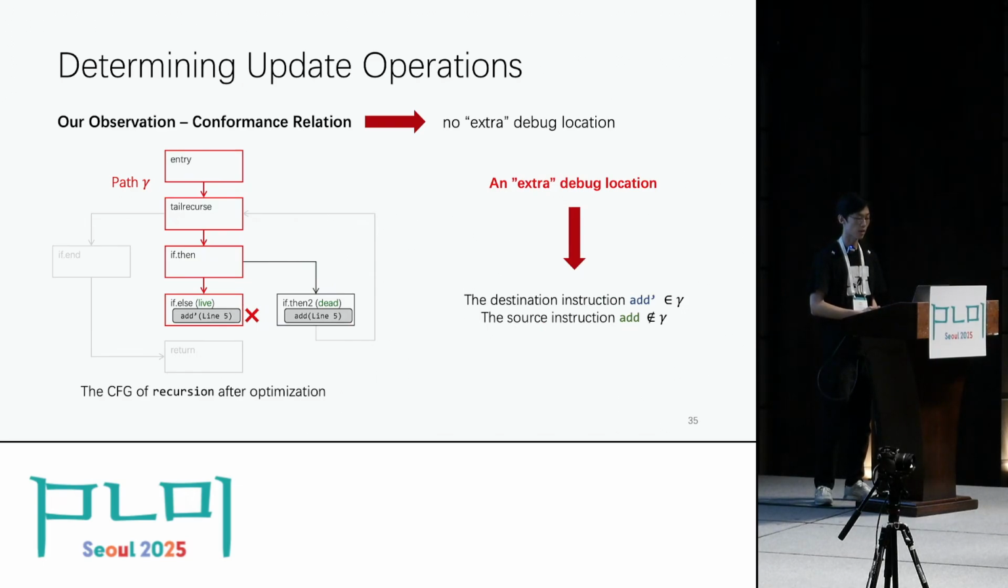To enforce the conformance relation, we should avoid introducing such extra debug locations into paths in optimized programs. From this example, we can see that the root cause of extra debug locations is that the destination instruction add prime appears on a control flow path that does not contain the source instruction add.